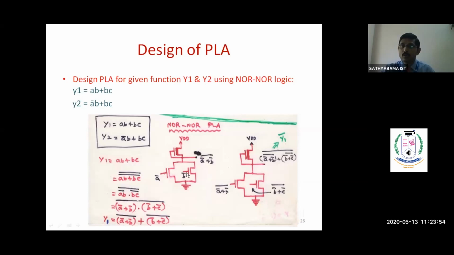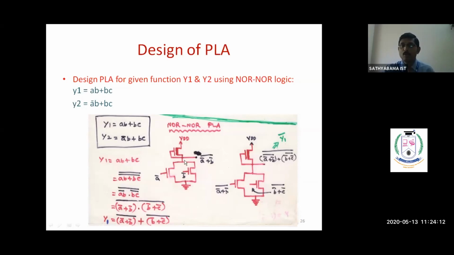We have to connect these two transistors in parallel and we are giving the inputs A bar and B bar here. So we are getting the output A bar plus B bar the whole bar. So we got the first term. Similarly, we can go for the second term with the input of B bar. Other input is C bar. We can get B bar plus C bar the whole bar.